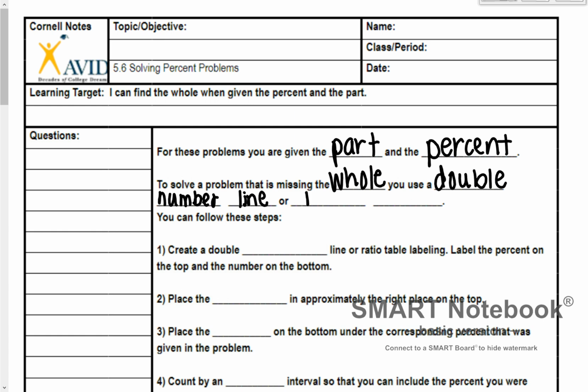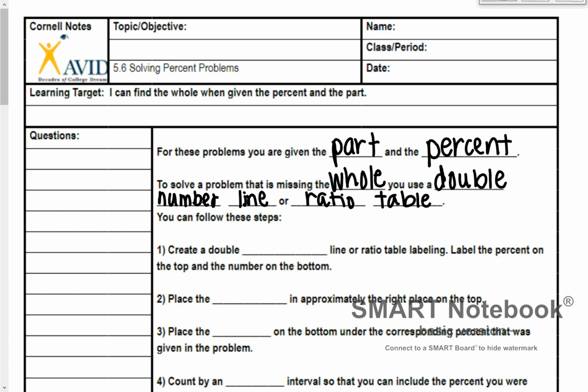Or a ratio table. Remember, I showed you the two different ways you could do it. Whichever your preference is, you can use. So when we do a project or a test on this, whatever one you like better, the double number line or the ratio table, you may use. They both are basically the same thing.